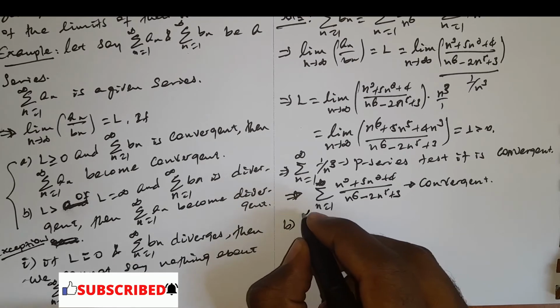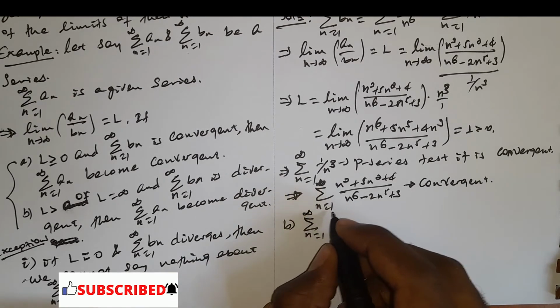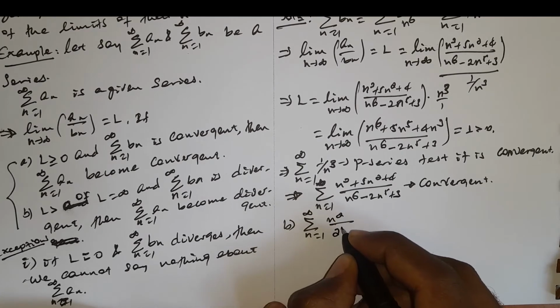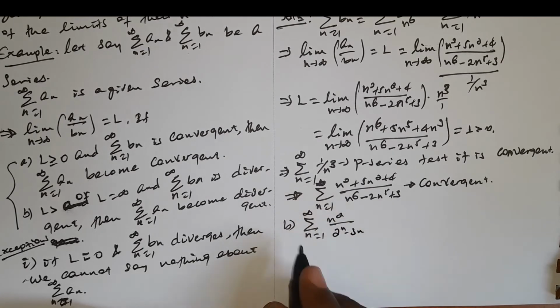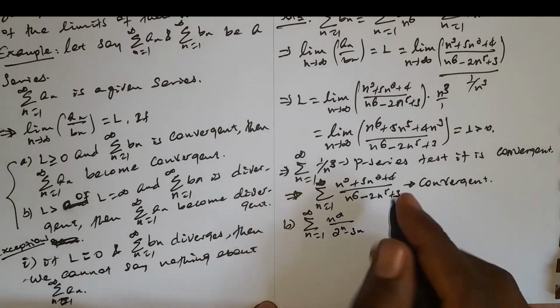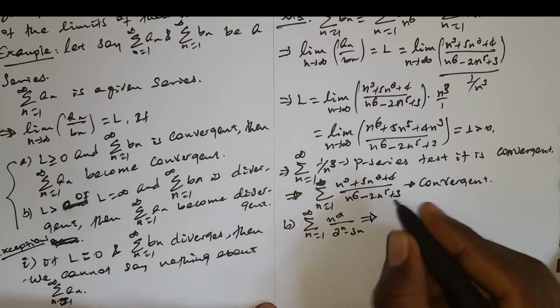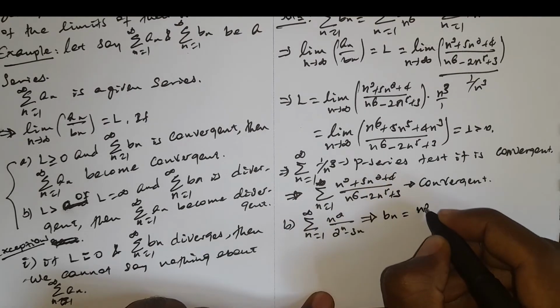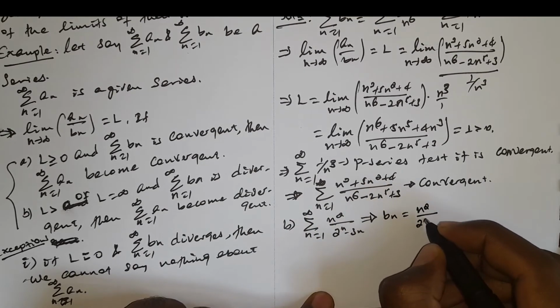Let's take one example: the summation as n runs from 1 to infinity of n square over 2 power of n minus 3n. In this example, first we find Bn. Bn is equal to n square over 2 power of n.